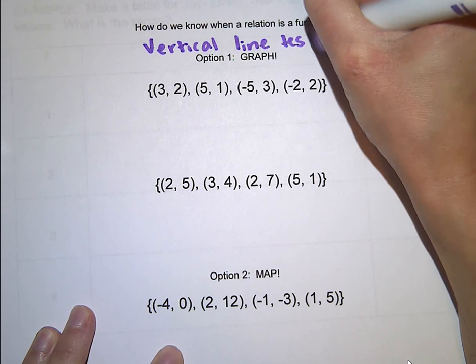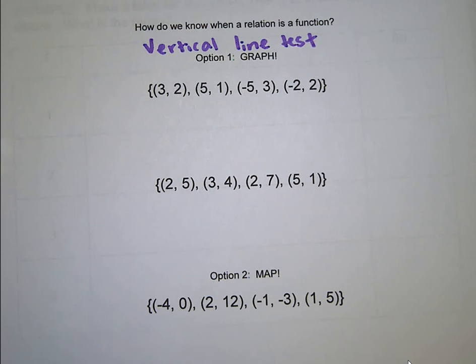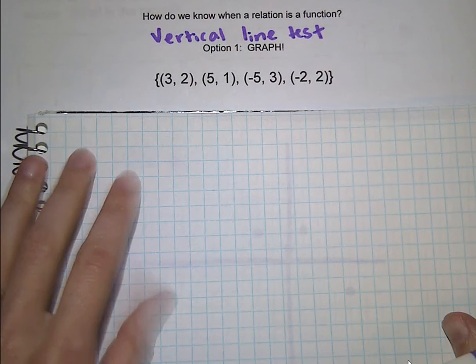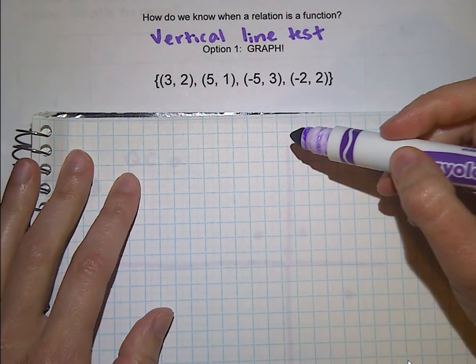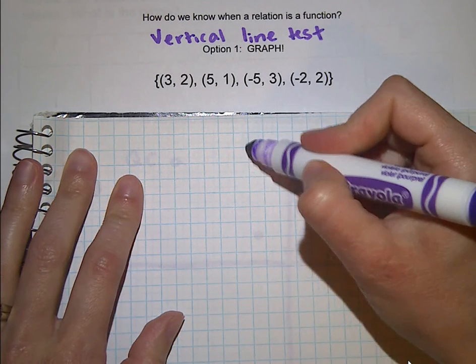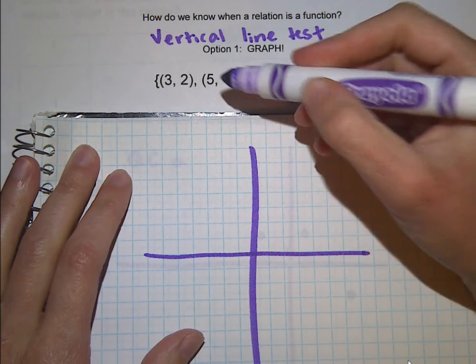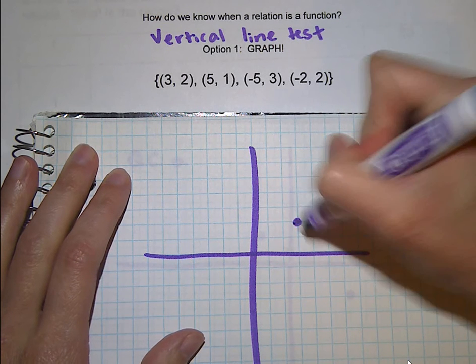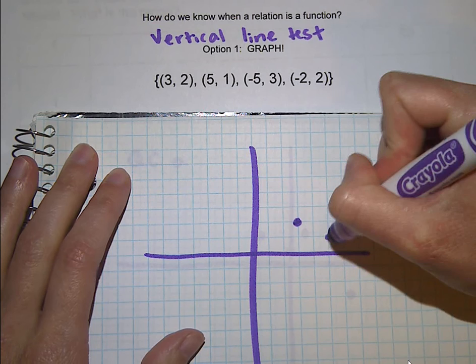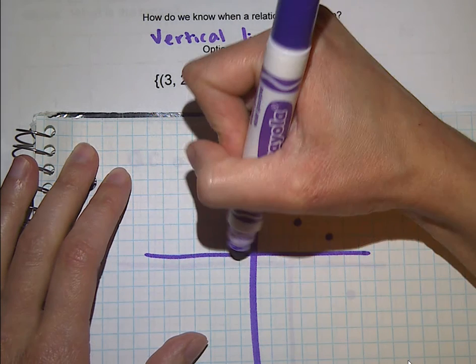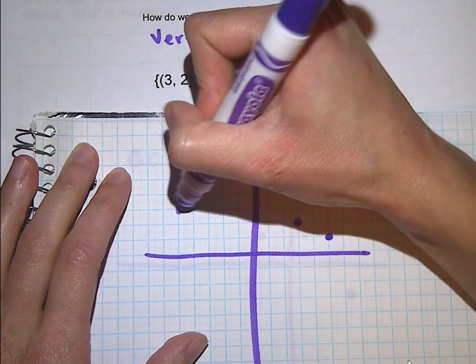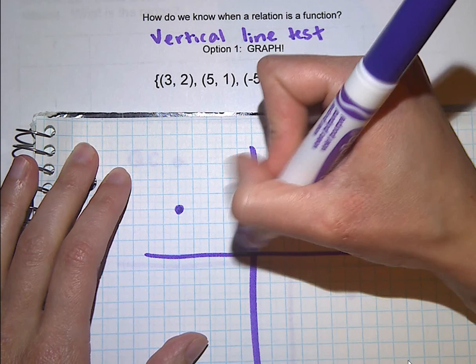If you don't have graph paper, then you should get out graph paper now. You could pause the video and go get a sheet of graph paper. Okay, we are going to graph these coordinate points, this relation, and see if it actually is a function. I'm going to get my x and my y axis. I'm going to plot 3, 2. I'm going to plot 5, 1. I'm going to plot negative 5, 3, and I'm going to plot negative 2, 2. So here are my points.